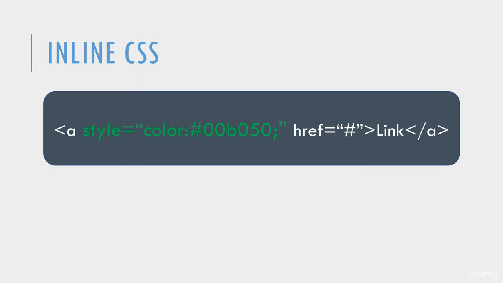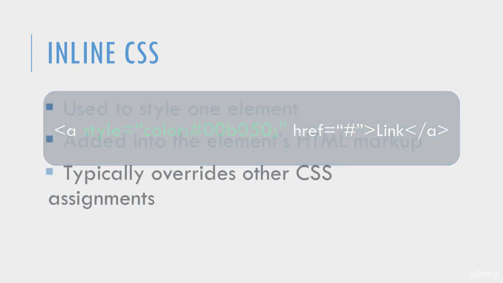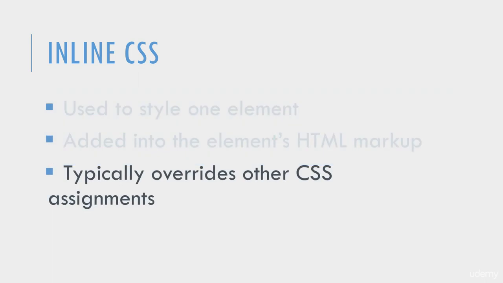The text in green is the inline CSS, and how we know that is because they call out the style attribute, and then they list out the CSS properties separated by semicolons. Inline CSS will typically override other CSS assignments assigned by CSS selectors like class, ID, and element.